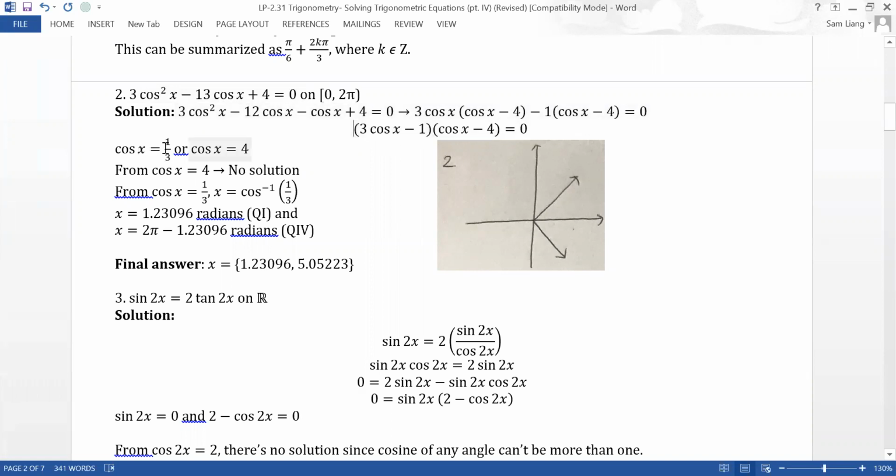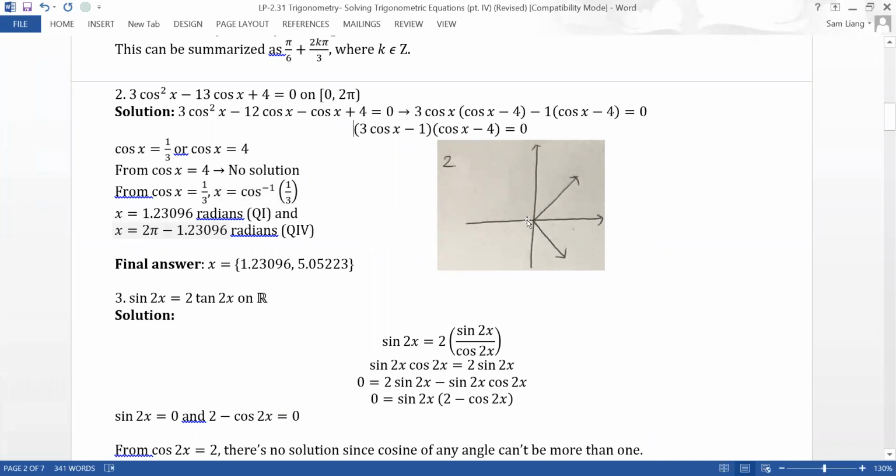And then you get cosine x equals 1/3 from this factor, and cosine x equals 4 from the right factor. Cosine x equals 4, there's no solution, right? Because the max value of cosine is 1 without a transformation. For the other equation, you get x is arc cosine of 1/3, and then use your calculator. In radians, it's 1.23096 radians.